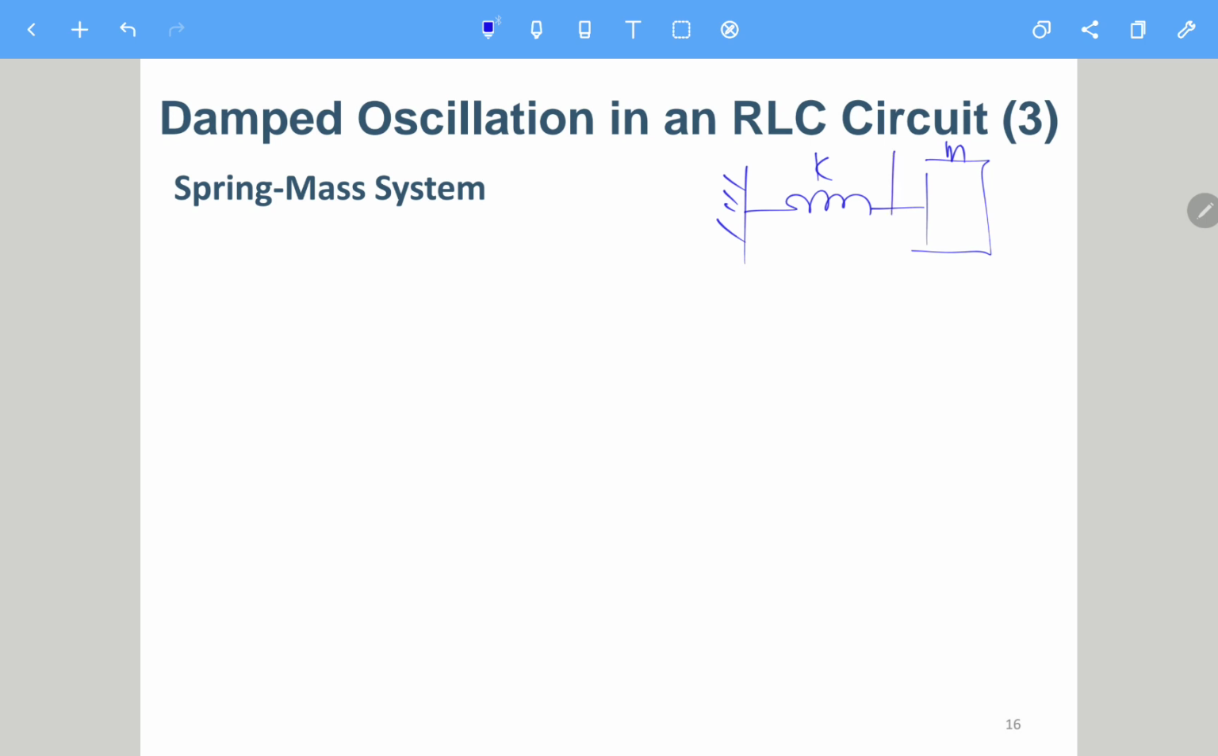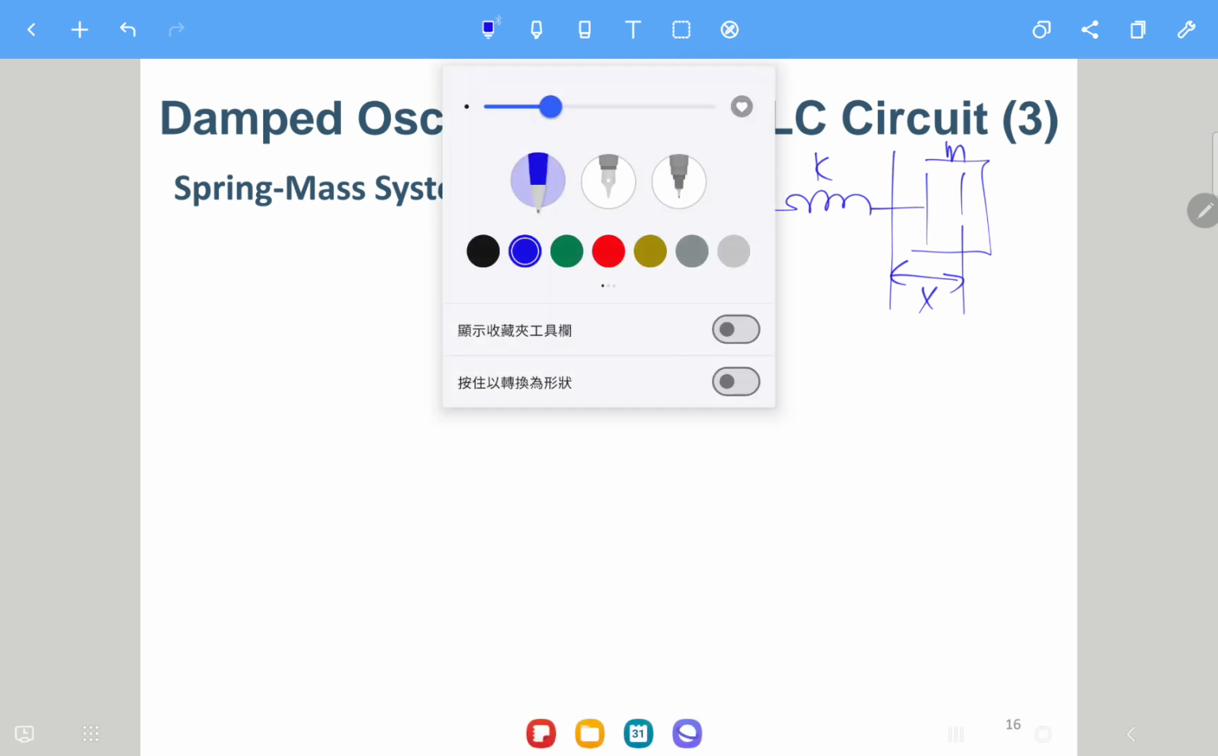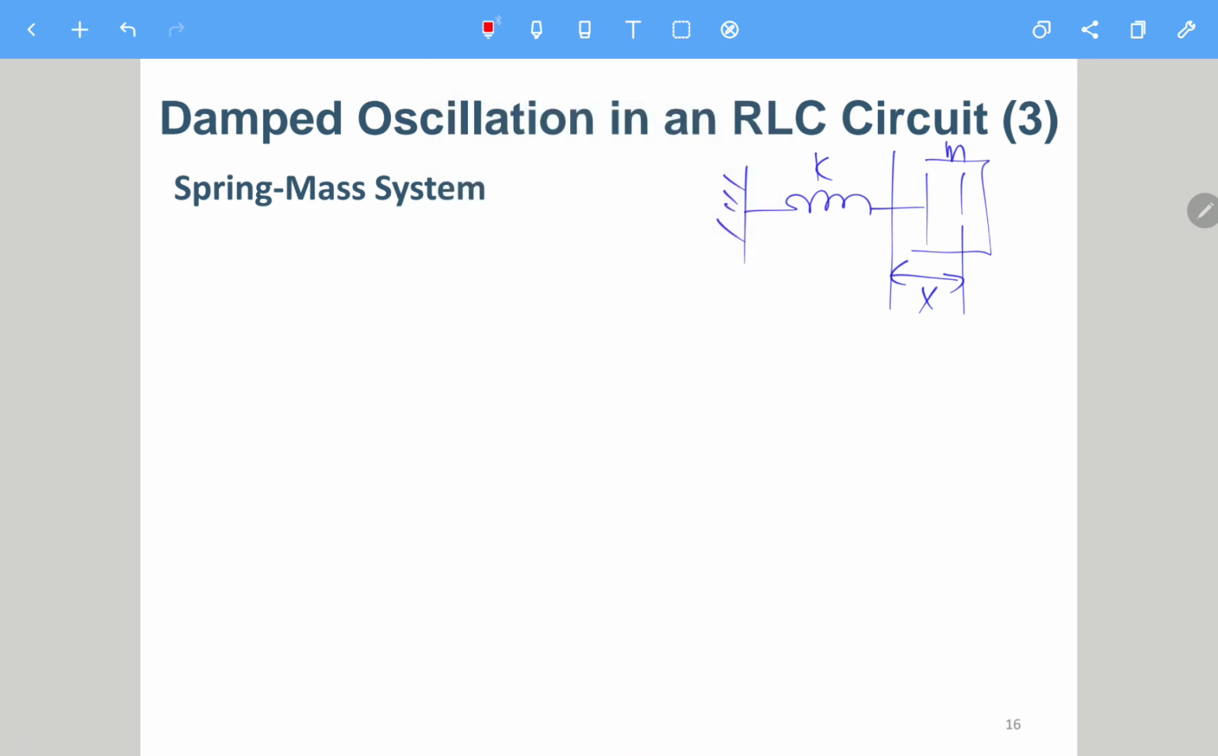So which means that if we have some displacement x, there will be a force acting on it as before. There will be a force F equals negative kx. Which means that if it moves to the positive side, the force will point to the opposite side. If the mass moves to the right side, the force will point to the left side. If the mass moves to the left side, the force will point to the right side. So we have a negative sign here.